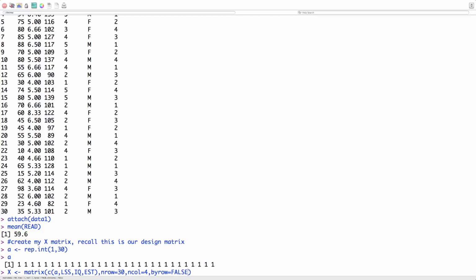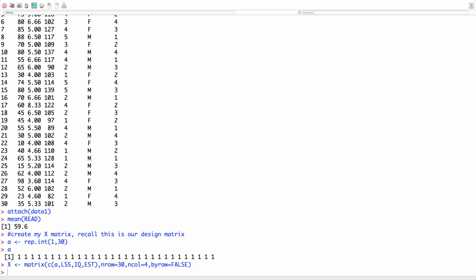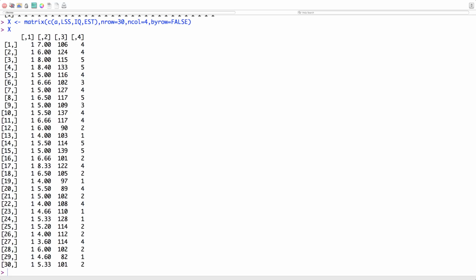I didn't enter my data by row. I actually entered it by column: first column, second column, and so on. So guys, when I do that, I always like to just check it, and you can see I've got my matrix X, which works out really cool. Now, next thing I need to do is set up my Y matrix, and that's really easy to do.